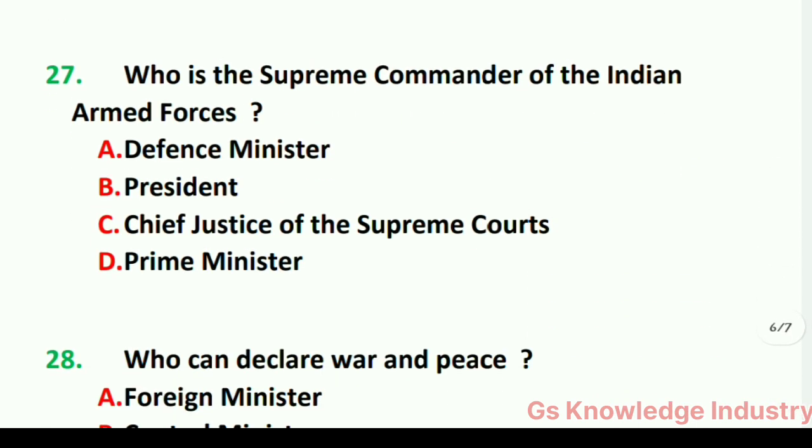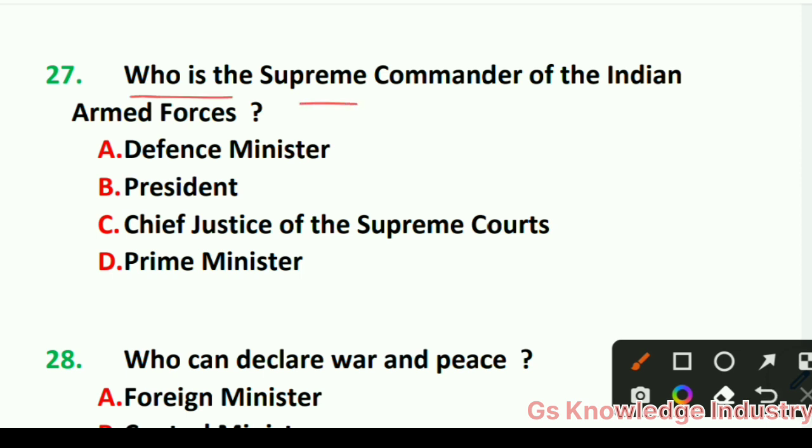27 number question. Who is the Supreme Commander of the Indian Armed Forces? Option A, Defense Minister. Option B, President. Option C, Chief Justice of the Supreme Court. Option D, Prime Minister. Here the right answer is option B, President, right?